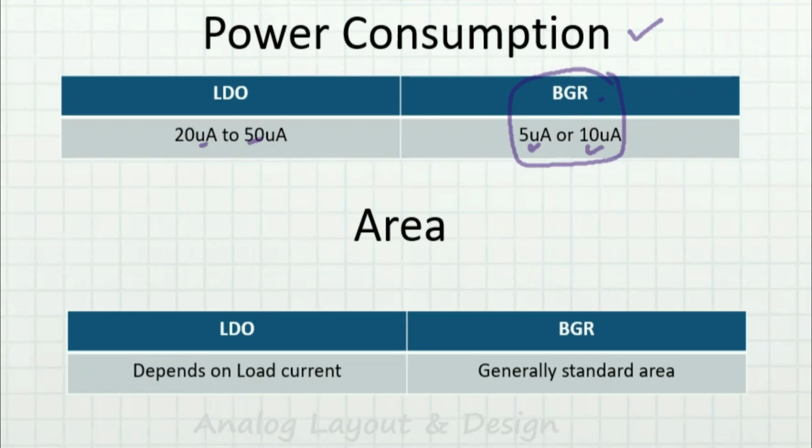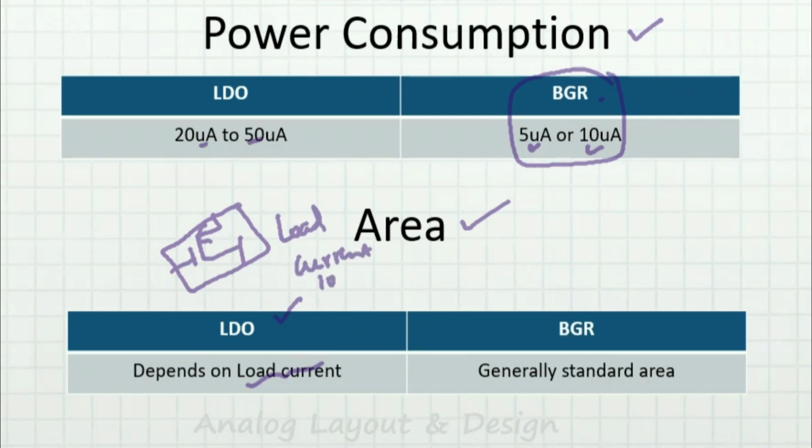Now coming on to the area. In LDO, the area totally depends on the load current. If the load current is bigger, then the pass element size, whatever you have like PMOS, that PMOS pass element size scales directly with the load current. If the load current is 10 milliamp, then it is smaller, but if the load is 1 amp, then this pass element also will be very big, and there will be a lot of other circuitry, protection circuitry, everything. So LDO area totally depends on the pass element, which in turn depends on the load current.